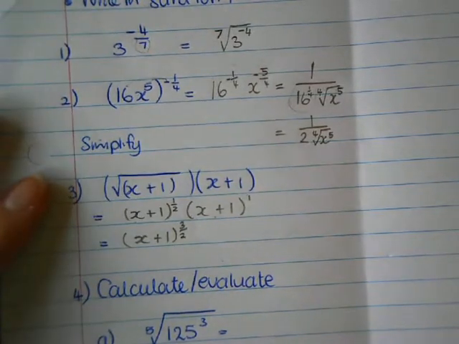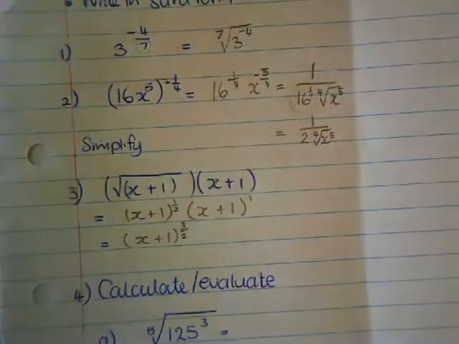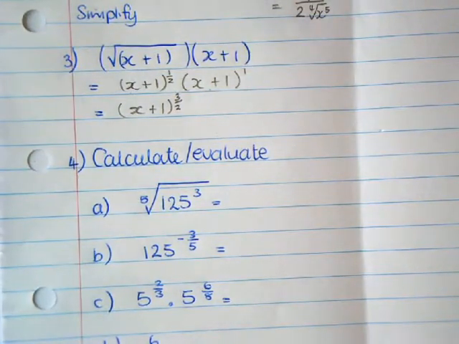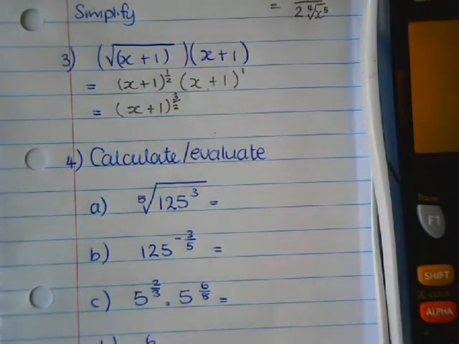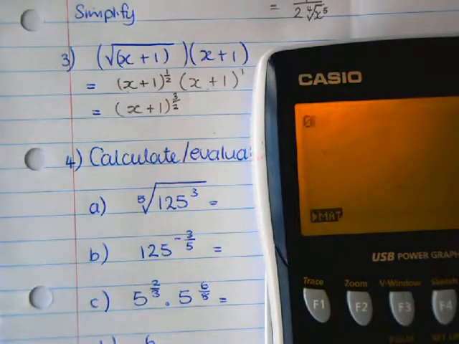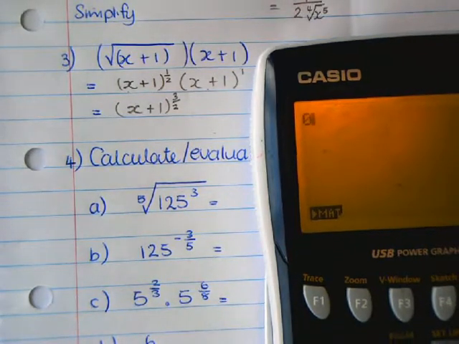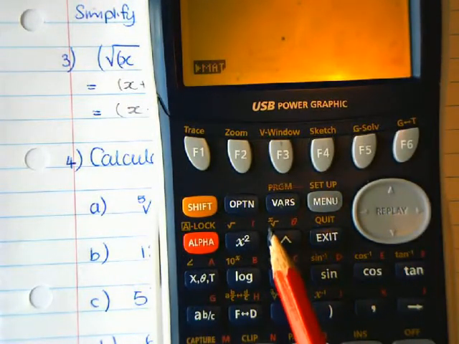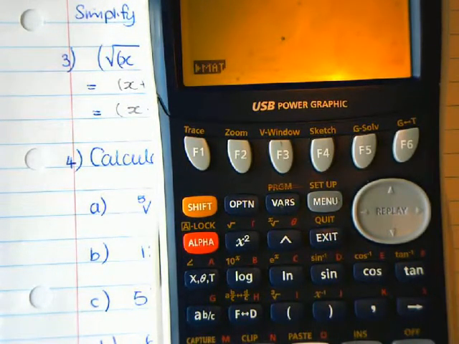Now we're going to do some calculation and evaluating of powers. So I'll just move the page up a little bit further. And this is where we're actually going to use a calculator. So turning our calculator on, and we need to have it in the run mode. So we need to use this button here, which is the x root button.